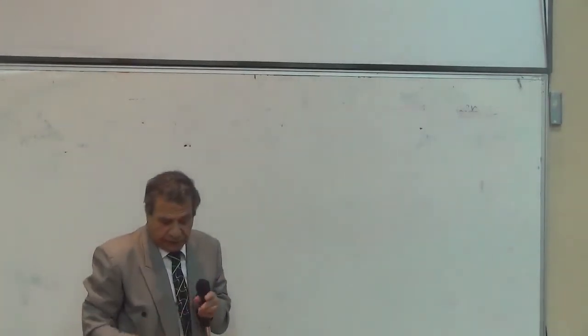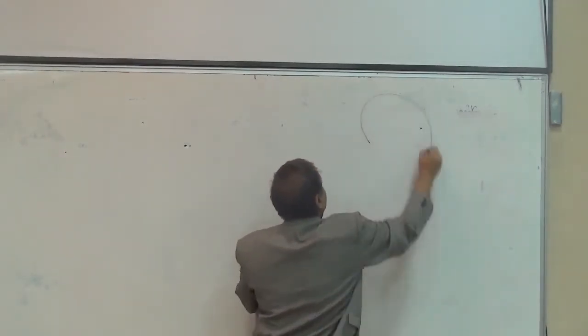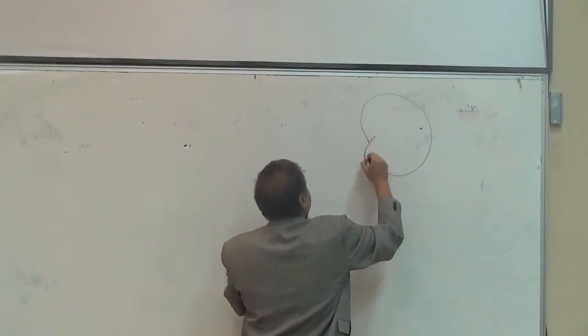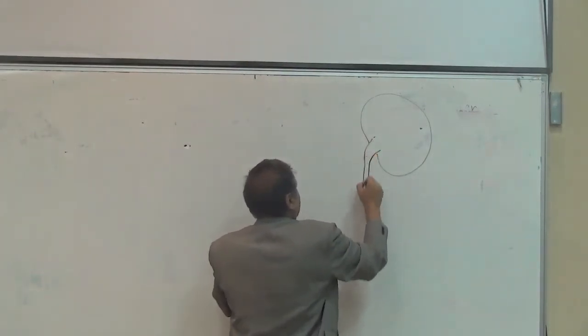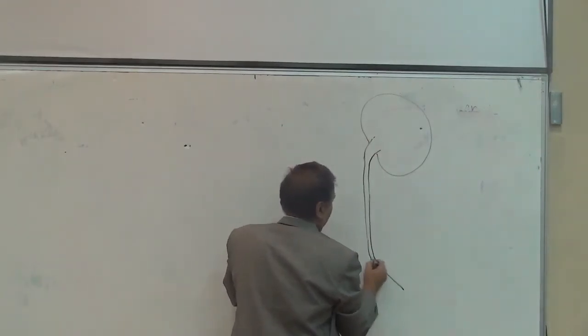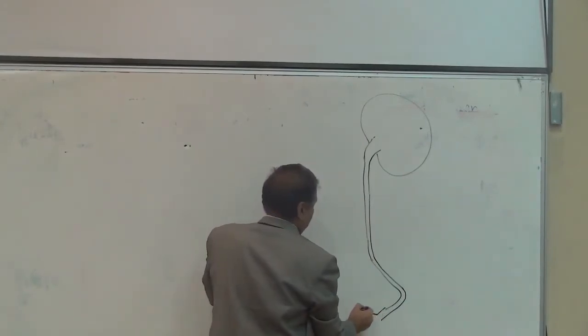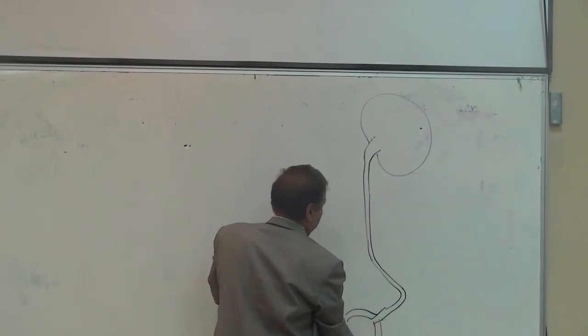Concerning the ureter, this is the left kidney, and this is the pelvis of the kidney. This is the ureter, and the ureter enters the pelvis, passes towards the ischial spine, and then passes forward and medially into the superior medial surface of the urinary bladder.